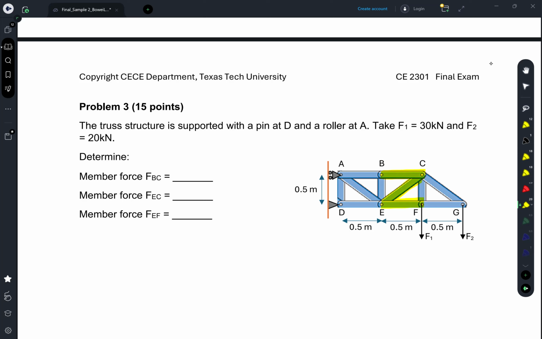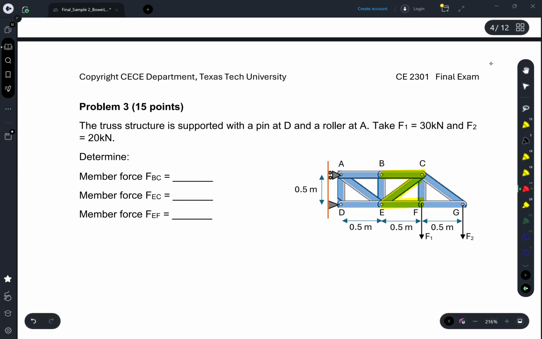So how are we going to evaluate that? Of course, you can go with the method of joints. However, it may require you to repeat that process joint by joint, and it will be a little bit tedious and takes a lot of time. So typically for a problem that requires you to evaluate only a few members of a truss structure, specifically here, the problem only asks us to evaluate the forces of three members, it is more convenient to use the method of sections.